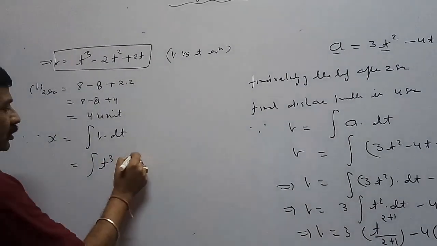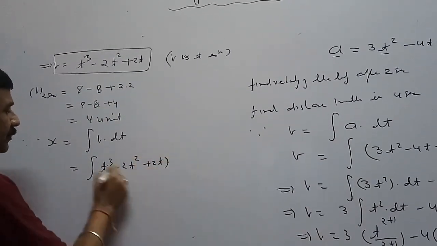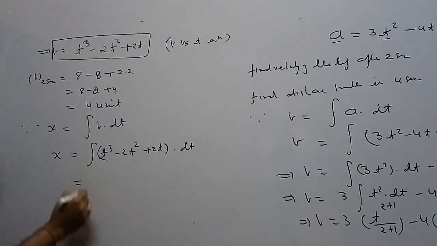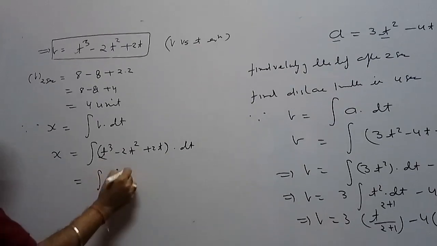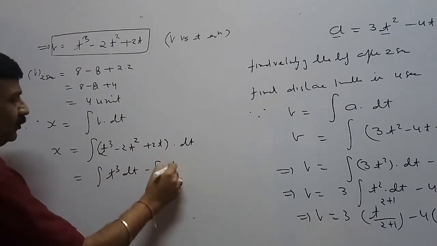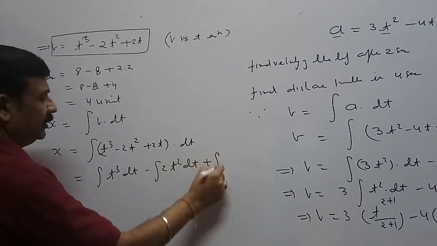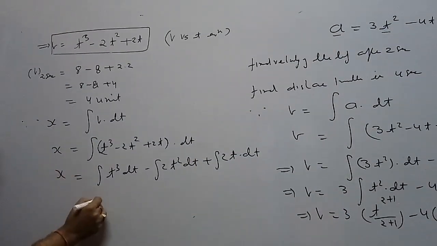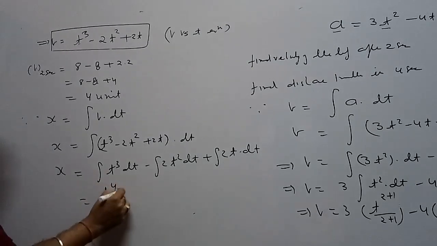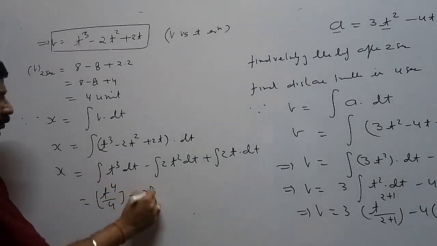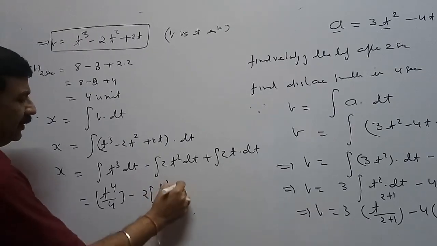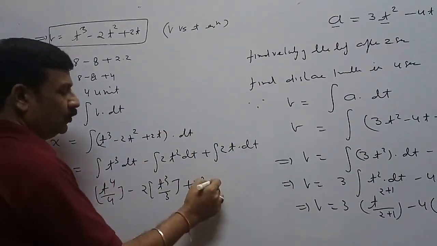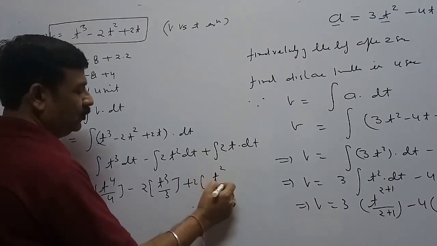Since we know distance is equal to the integration of velocity with respect to time, and the velocity is t cube minus 2t square plus 2t, we integrate t cube minus 2t square plus 2t into dt. Integration of t cube dt, integration of 2t square dt, plus integration of 2t dt: t to the power 4 by 4, minus 2t cube by 3 according to the power formula, plus 2. Here the power of t is 1, so t to the power 1 plus 1 means t square by 2.